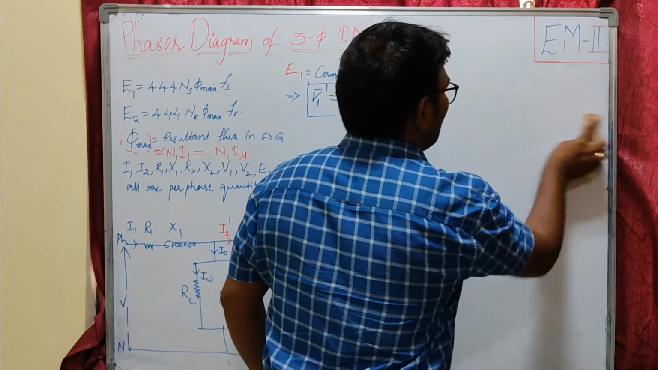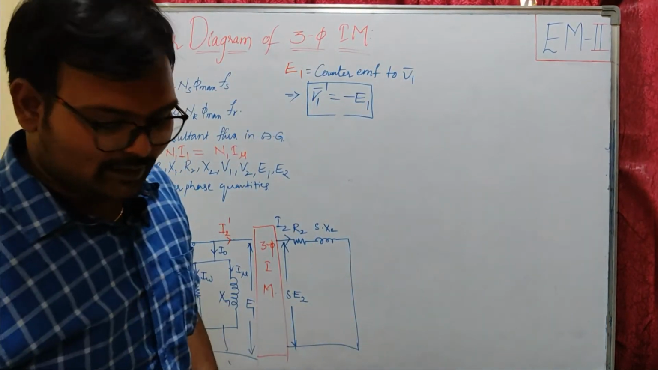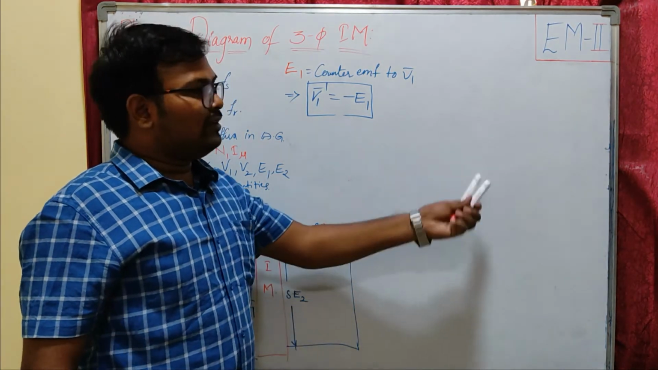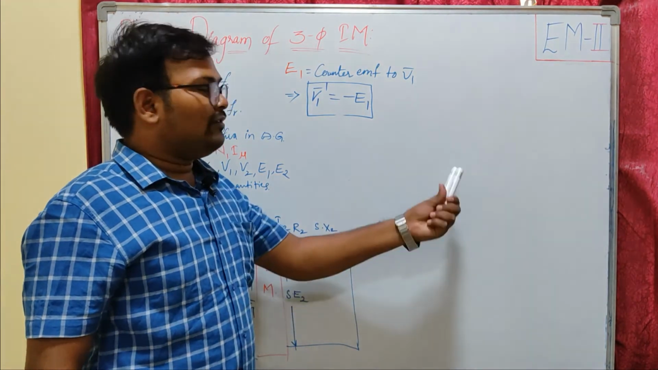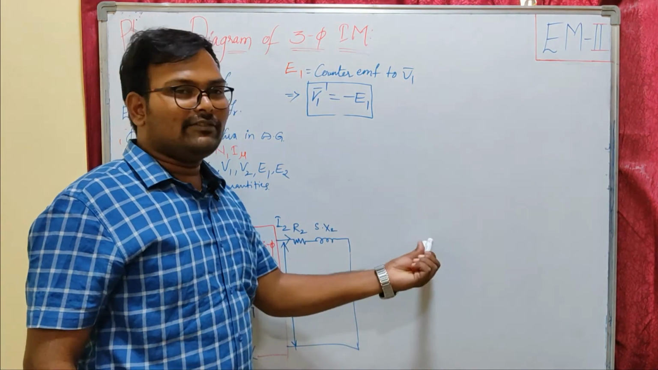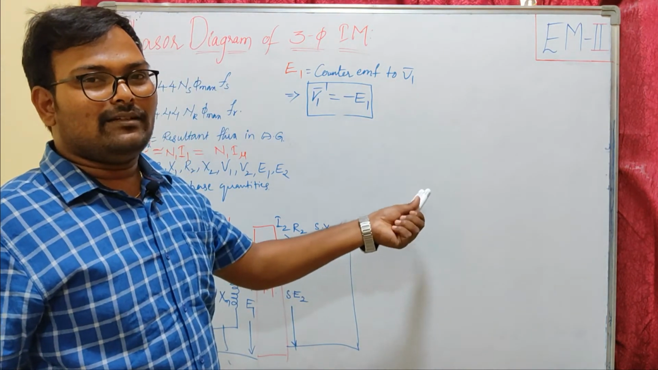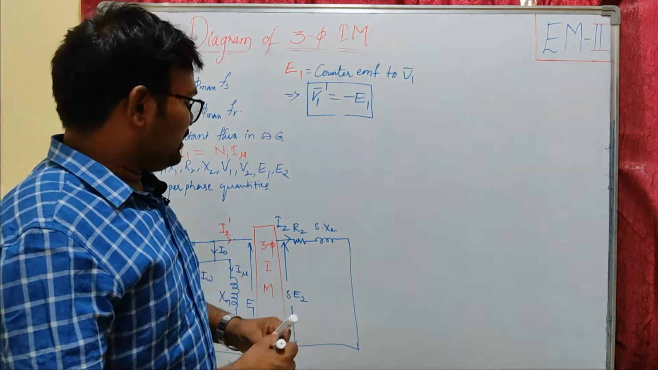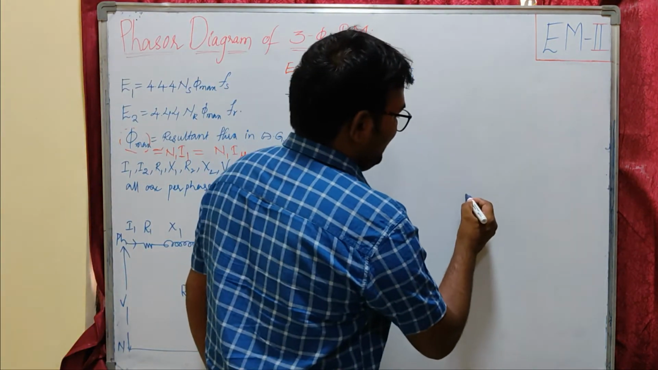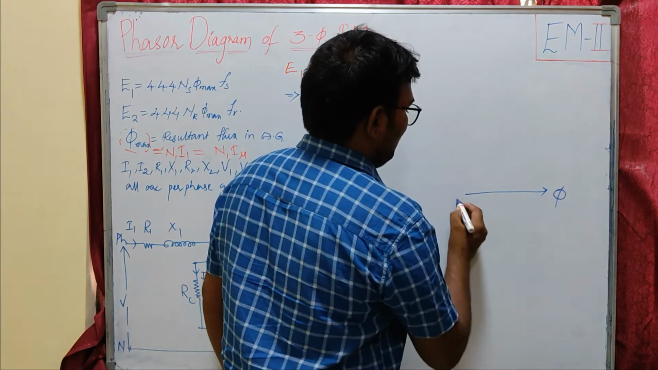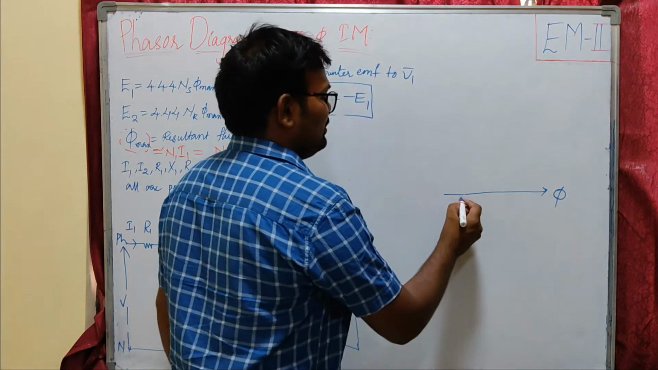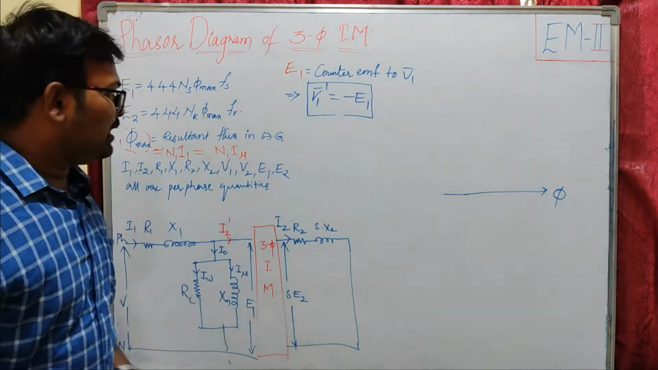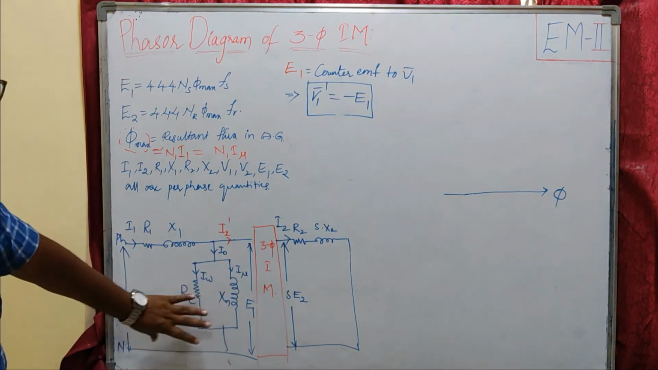Because you know the phasor, right? What is a phasor? A phasor is a vector which is rotating at a synchronous speed in the counterclockwise direction. So I am going to consider my flux phi as the reference vector. Using this reference, I am going to draw the phasor diagram of my stator parameters.